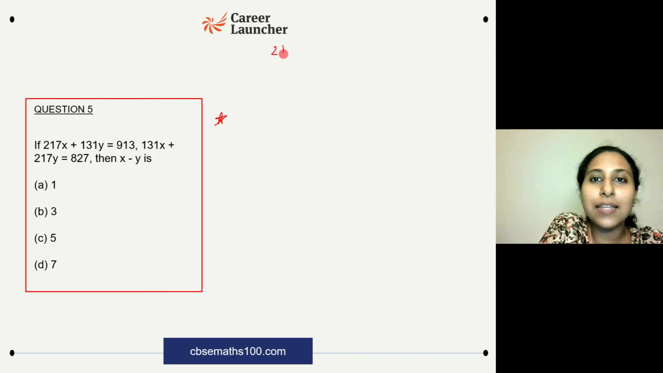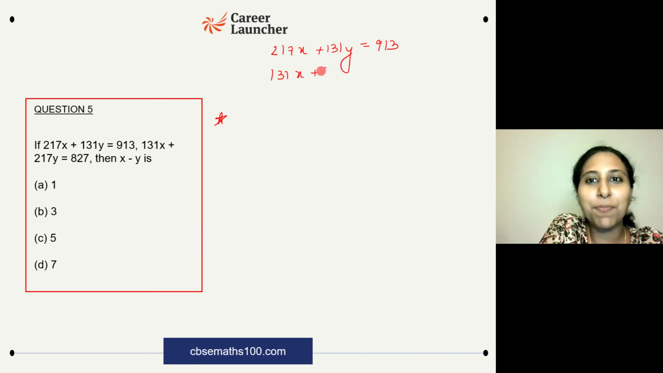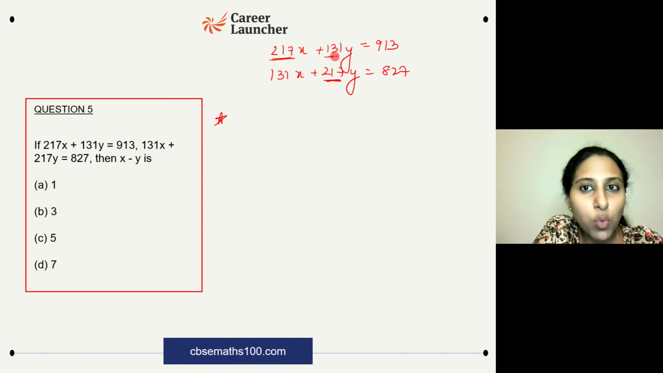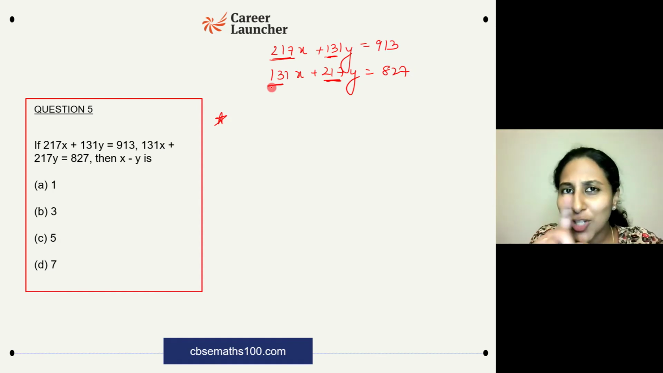What you see over here in these two equations, 217x plus 131y equals 913 and 131x plus 217y equals 827, is that there is an exchange of coefficients happening. The x coefficient here is 217. That is becoming the y coefficient in the second equation. In the first equation, the y coefficient is 131. That is becoming the x coefficient in the second equation. So there is an interchange of coefficients happening over here, right?